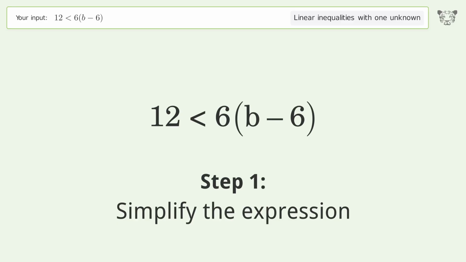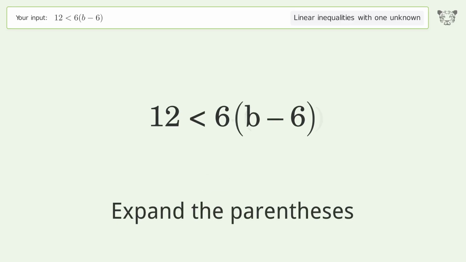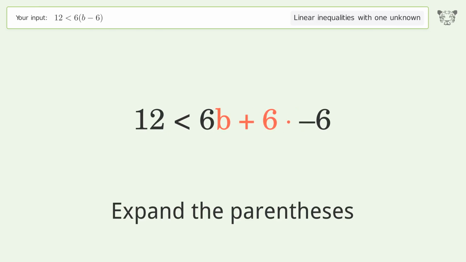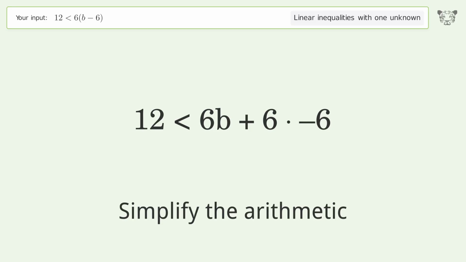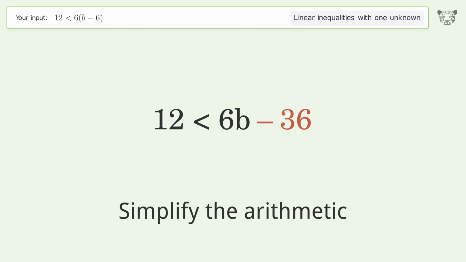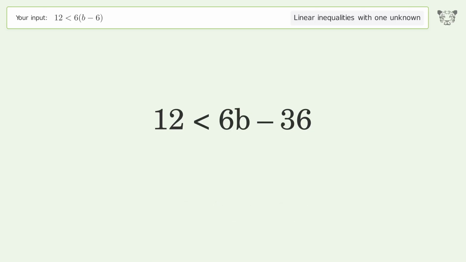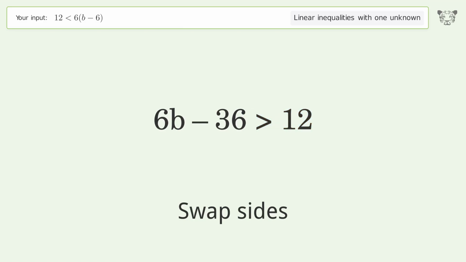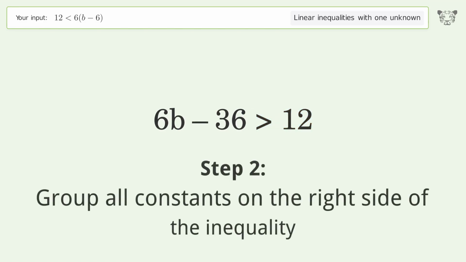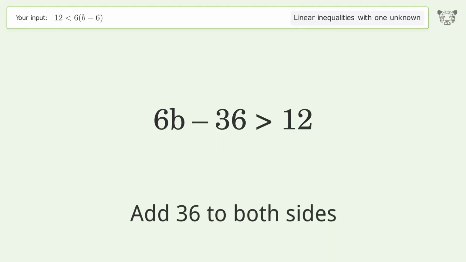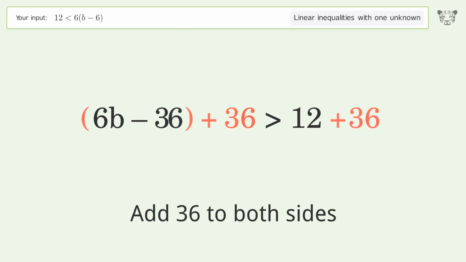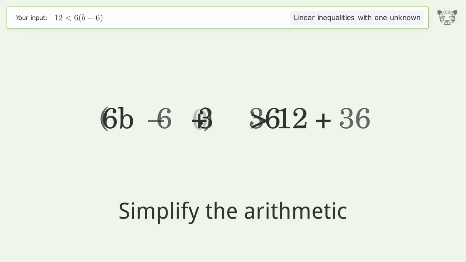Simplify the expression. Expand the parentheses. Simplify the arithmetic. Swap sides. Group all constants on the right side of the inequality. Add 36 to both sides. Simplify the arithmetic.